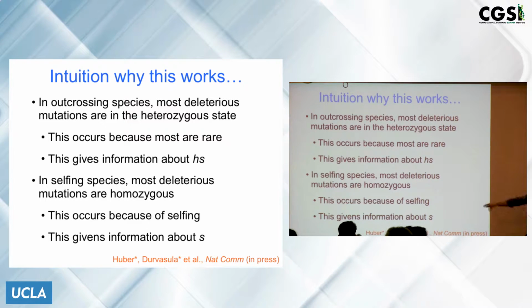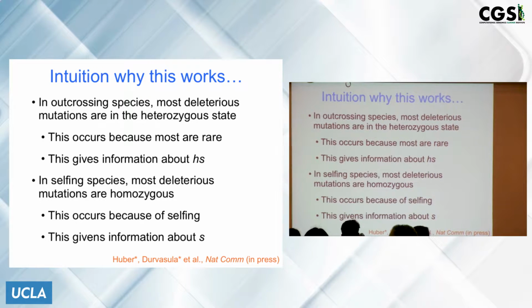h doesn't really matter in the selfing population because we don't have heterozygous genotypes. And so the idea is if we combine that data together, in a way I'll talk about in a second, then that gives us information about h and s essentially independently of each other.